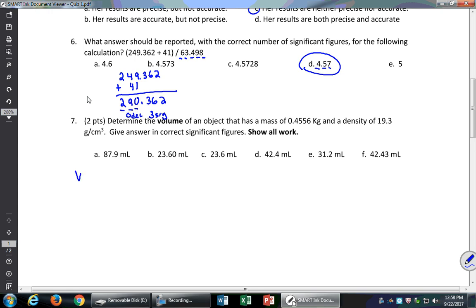So we want to know volume, question mark. So we know our mass.